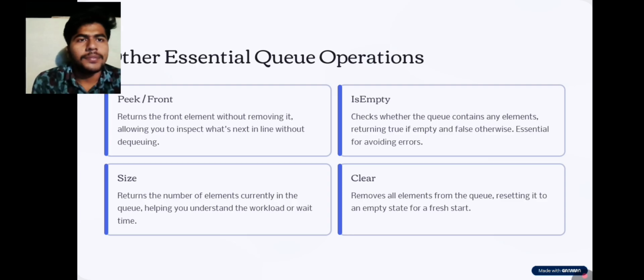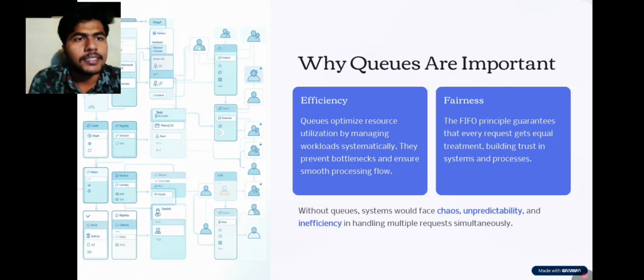These are the essentials of queue operations. Why are queues important? Efficiency and fairness. First, efficiency. Queues optimize resource utilization by managing workloads systematically. They prevent bottlenecks and ensure smooth processing flow. Fairness: the FIFO principle guarantees that every request gets equal treatment, building trust in systems and processes. Without queues, systems would face chaos, unpredictability, and inefficiency in handling multiple requests simultaneously.